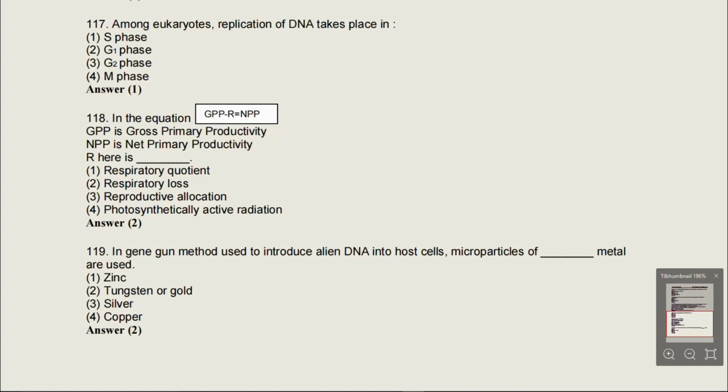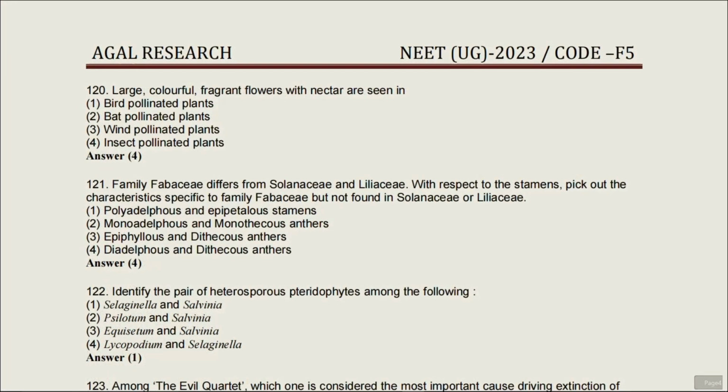So the next one is: large colorful fragrant flowers with nectar are seen in option 4, insect pollinated plants, and these characteristics are adaptations of flowers to attract insects like bees and butterflies. So this question is taken from Unit 6 Chapter 1 Sexual Reproduction in Flowering Plants.